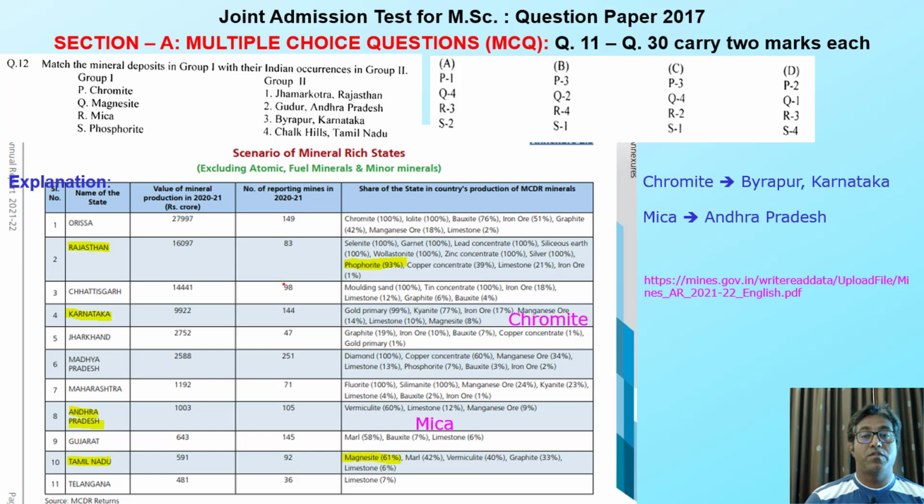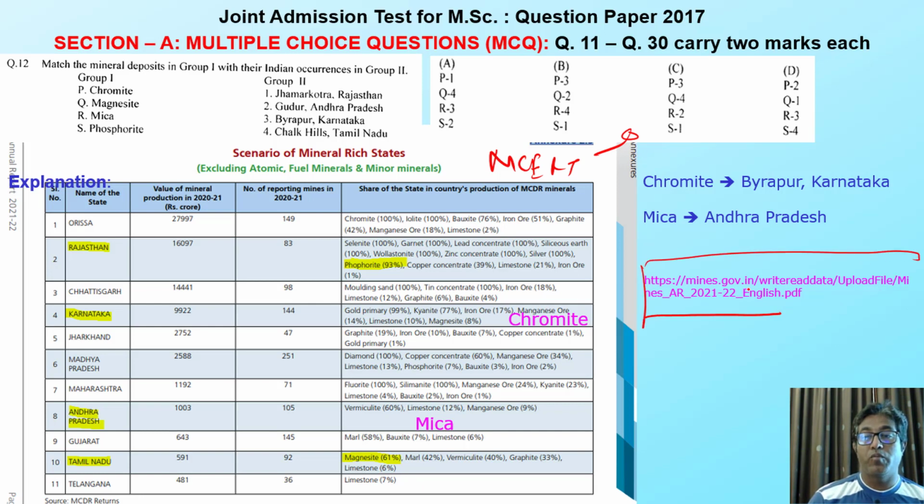Okay, this next one is also very good. If you go to the NCERT book, you will identify that every state has particular ore and mineral deposits. So go through that NCERT book first. Try to identify and remember which state has which significant mineral deposit, like this one that I have downloaded from the Ministry of Mines website. This is the annual report from 2021-22. As per this table, you can see that in Rajasthan we have phosphorite.